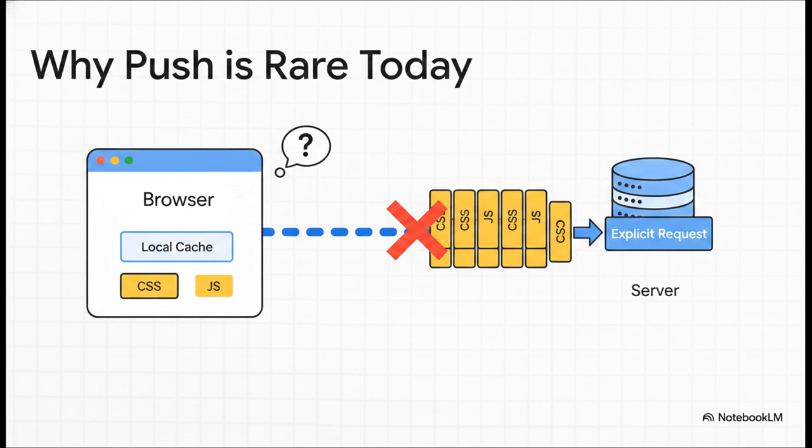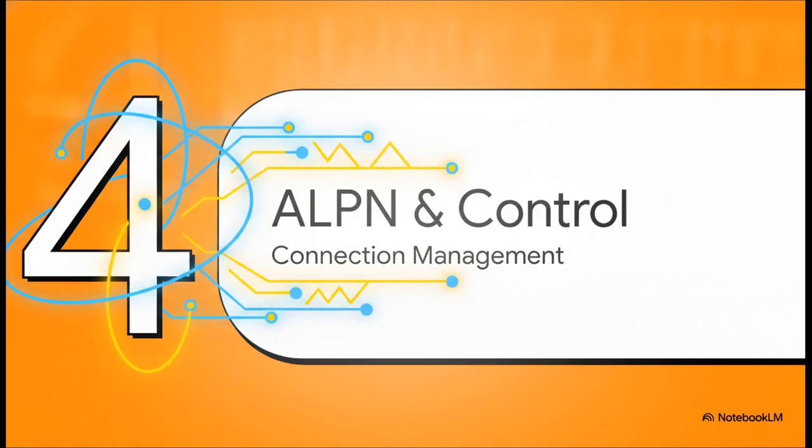In fact, major browser engines like Chromium have actually deprecated this feature. Why? Because it constantly resulted in inefficient overpushing. Servers were proactively pushing resources the browsers already had safely stored in their local cache. That meant push data was just needlessly competing for bandwidth with the critical stuff the browser was actually trying to request. Moving on to Part 4, ALPN and connection control.